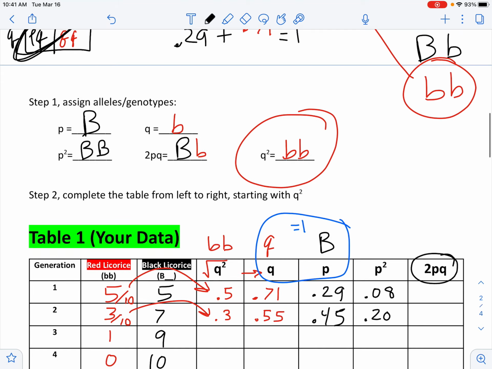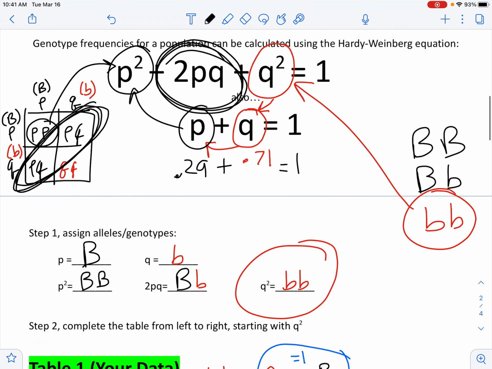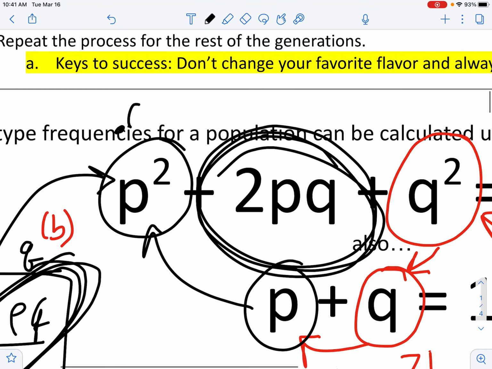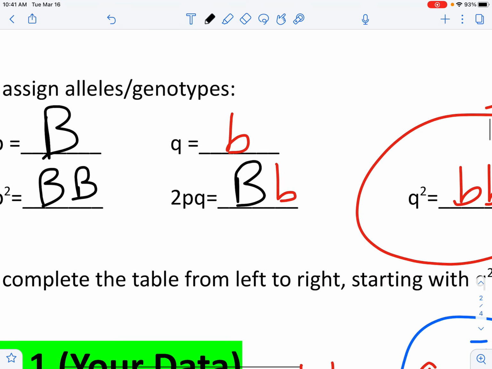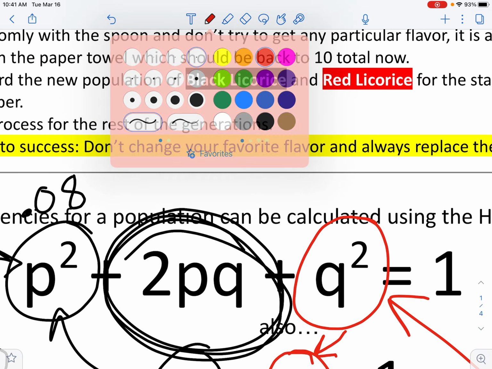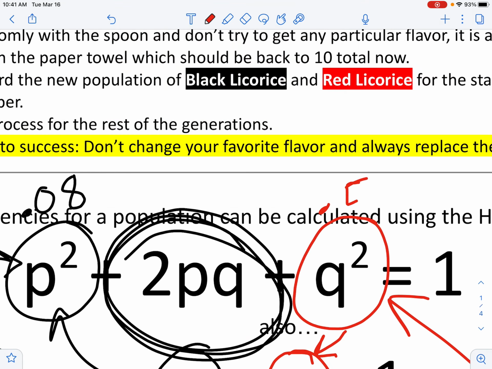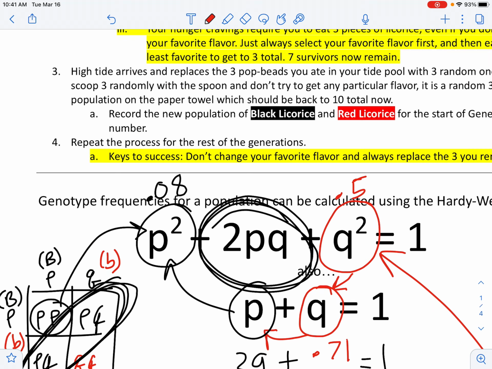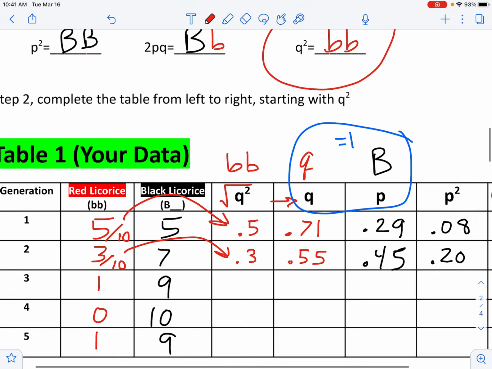So if we know, for instance, P squared is 0.08, and Q squared is 0.5 for that first row, finish this statement: 0.08 plus something plus 0.5 equals 1. Well, 0.5 plus 0.08 is 0.58. So what plus 0.58 equals 1? Just take 1 minus 0.58, and you're going to get 0.42.